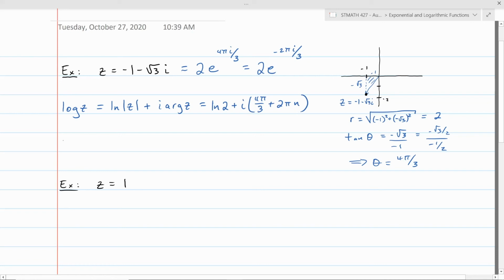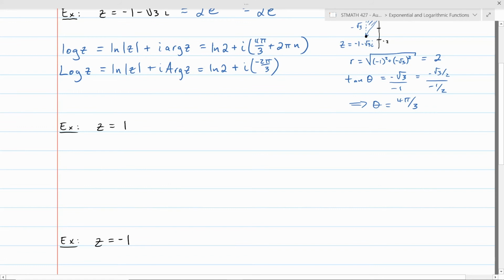I could also do the principal logarithm, capital Log of z, and it works almost the same way. You just do i times the principal argument of z, and so that'd be natural log of 2 plus i, but then the principal argument is negative 2 pi over 3. So notice that the principal logarithm is a single value, because we've restricted the function's possible angles to make it not a multifunction anymore. It's just a regular old function.